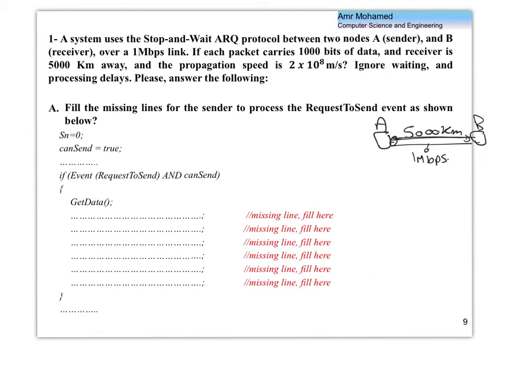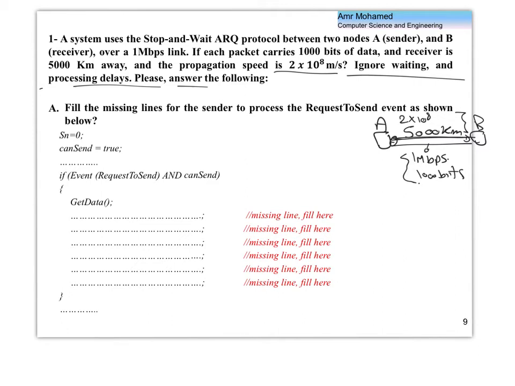Okay? And of course, the speed of propagation is 2 × 10⁸ meters per second. Of course, the frame is 1,000 bits. From these two, we calculate A, and from these two, what do we need to calculate here? The transmission time and the propagation time. So we ignore all the waiting and processing delays. This is just to make it a little bit simpler.